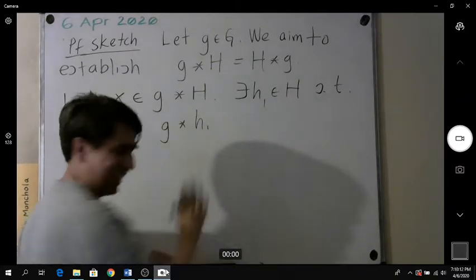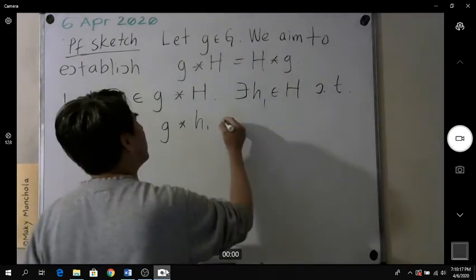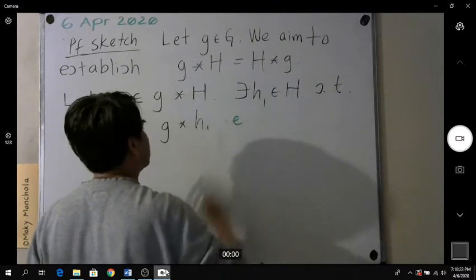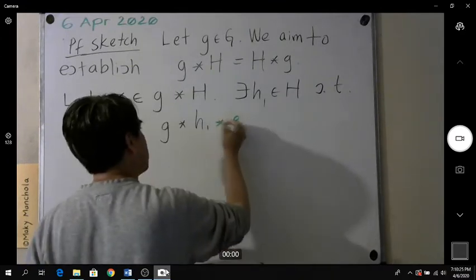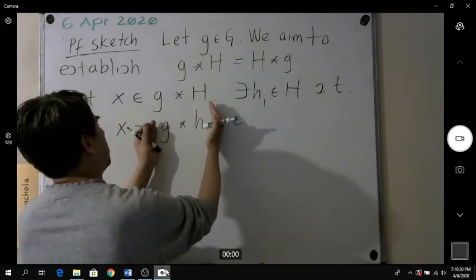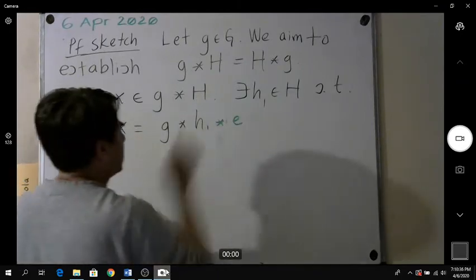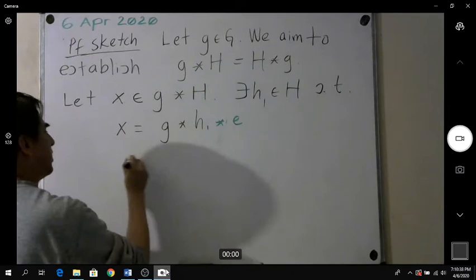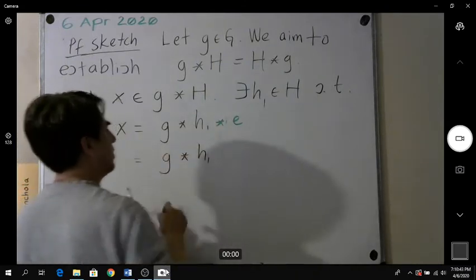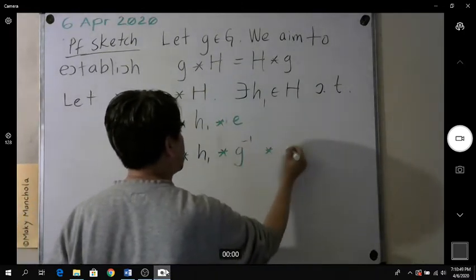Let me put the identity. This is a slightly ingenious step. Let's put the identity there. Let's take this and start it with e. Now we know that this is true. g star h1 is the same as g star h1 star e. But e is the same as g inverse g. So this is the same as g star h1 star g inverse star g. That's just the identity.